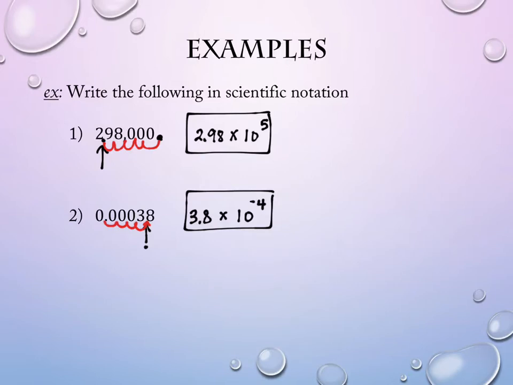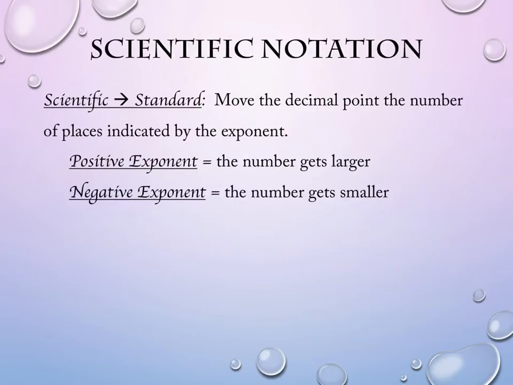That's how it works. So now we're going to go the other direction. Are you ready? All right, so we're going to take something that's already in scientific notation, and turn it back into standard notation. So we're going to move the decimal point the number of places indicated by the exponent. So if the exponent's 5, we move it 5. If the exponent's 12, we move it 12.